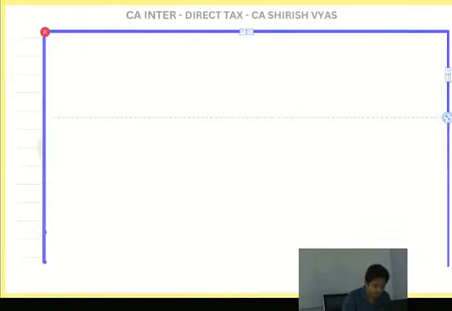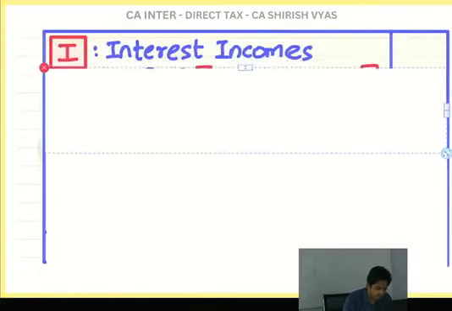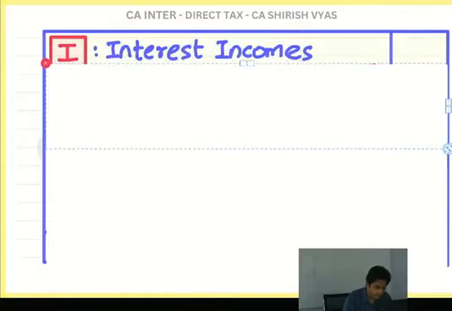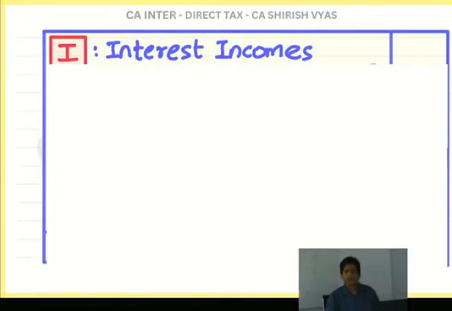I for interest income. Now see, how do you get interest income? By investing here and there. Sometimes you put the money in a bank, or you deposit somewhere, or you invest in debentures, bonds. So interest has various sources. So interest income, what do you think? Should it be taxable or exempt?